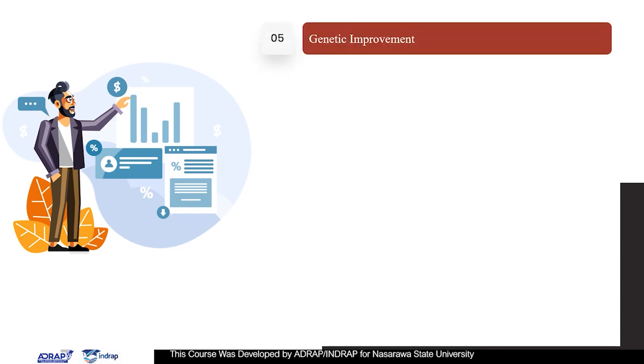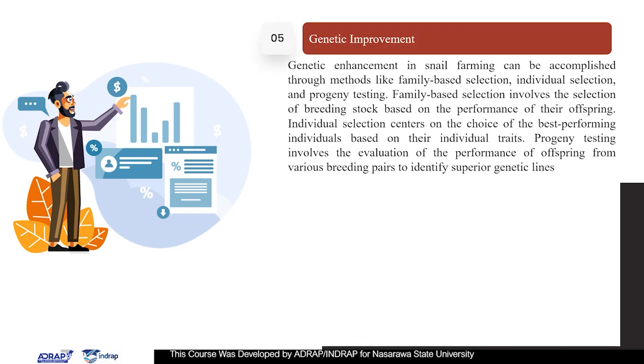Genetic improvement. Genetic enhancement in snail farming can be accomplished through methods like family-based selection, individual selection, and progeny testing. Family-based selection involves the selection of breeding stocks based on the performance of their offspring. Individual selection centers on the choice of the best performing individuals based on their individual traits. Progeny testing involves the evaluation of the performance of offspring from various breeding pairs to identify superior genetic lines.